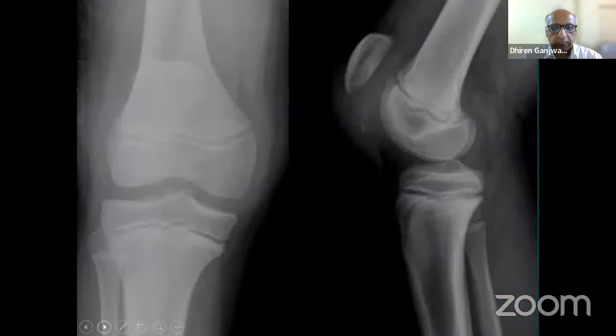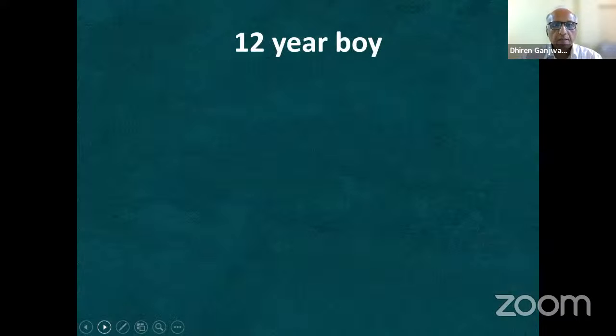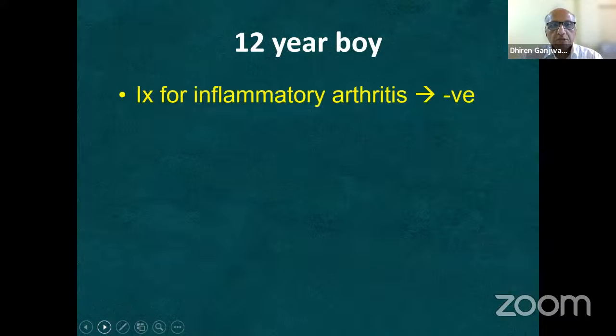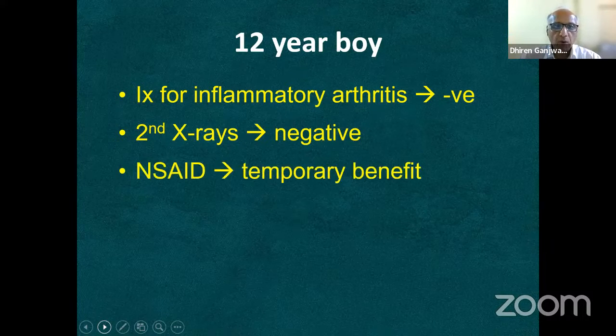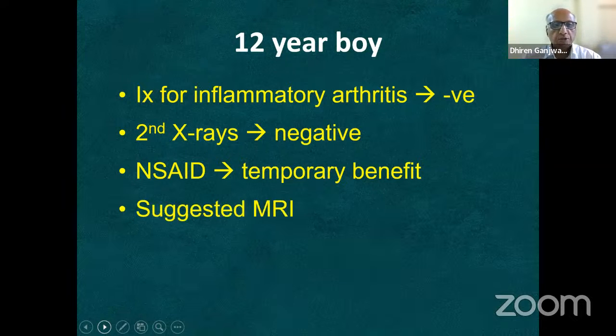And these were the X-rays. X-rays were pretty normal. The boy was investigated for an inflammatory condition, something like juvenile rheumatoid arthritis, and all those tests were negative. Within the 6 months, a second X-ray was also taken, and that was also negative. Non-steroidal anti-inflammatory drugs were given and they reduced the swelling and pain temporarily. But as soon as we stopped the medicine, both problems appeared again in the patient.